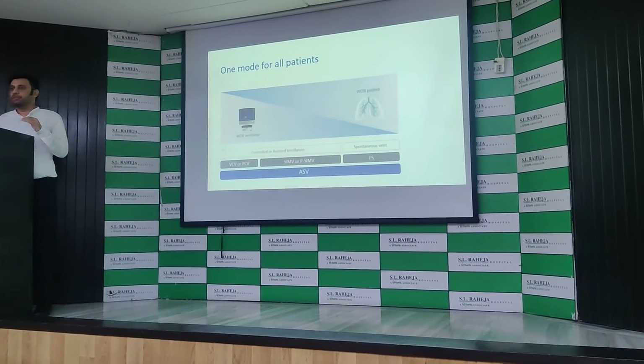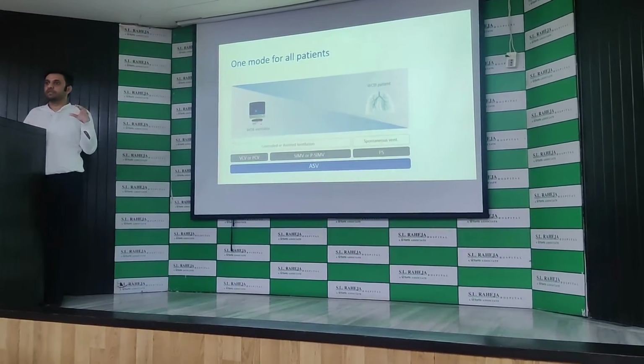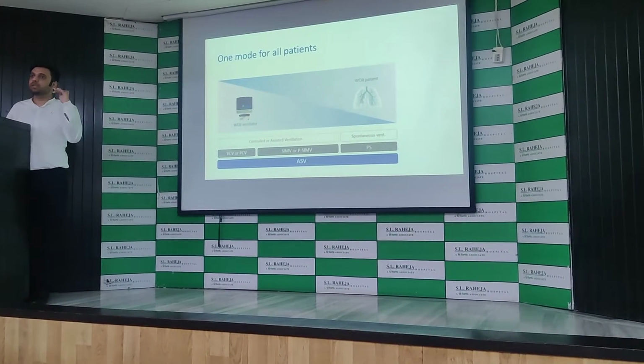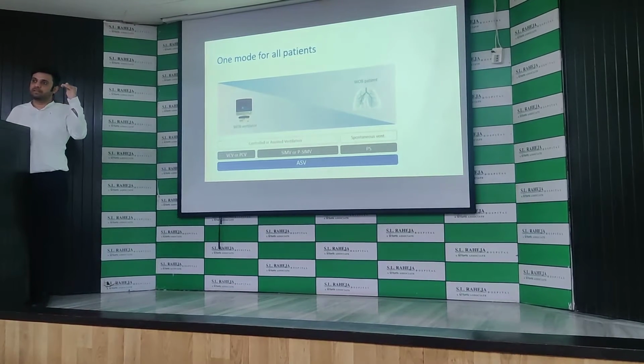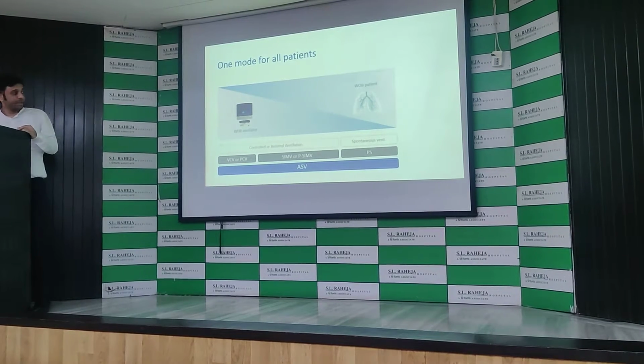And we have an ASV pressure limit in the control settings, which can be set 10 centimeters lower than the peak pressures. Whatever the peak pressures we achieve, we can set 10% lower for the ASV settings.